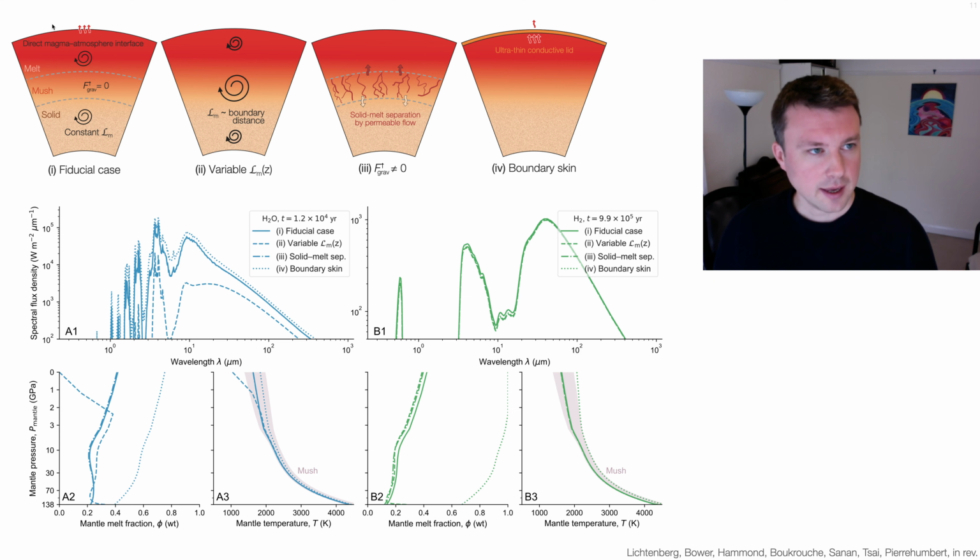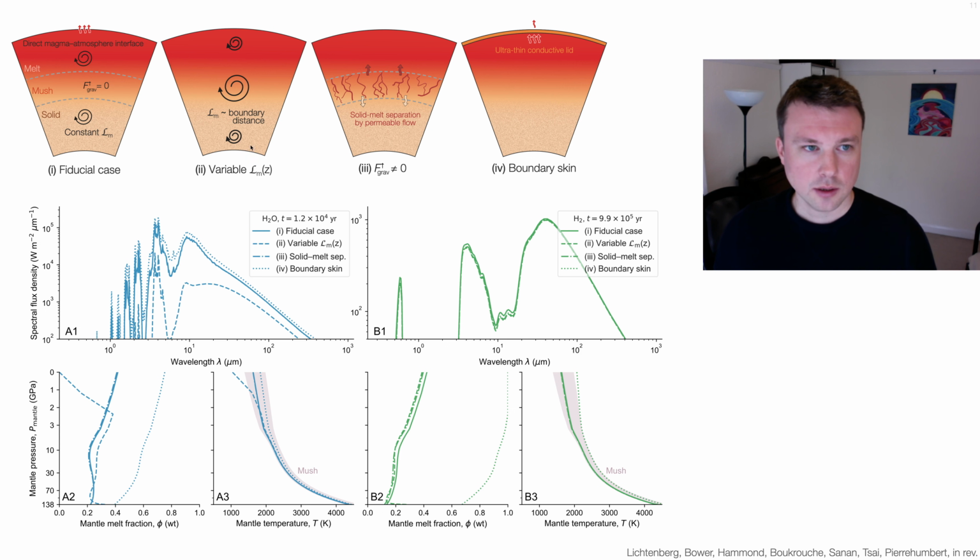The first case here is our fiducial case, trying to reproduce the previous approaches in the literature that are based on boundary layer theory. In this case, the mixing length in the magma ocean, which is analogous to the eddy diffusivity KZZ in atmospheric sciences, is constant throughout the mantle. The magma ocean is directly bounded by the atmosphere, and there's no separation of solid and melt phases in the magma ocean. The next cases then systematically relax one of those assumptions.